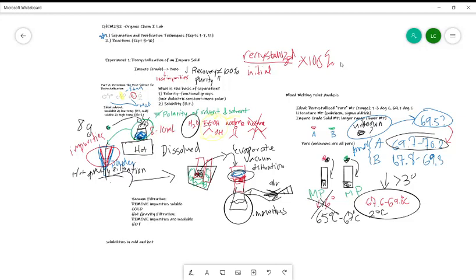So just remember the first part: what's a good recrystallization solvent, what's the basis of separation. In the mixed melting point analysis, it's melting points. Different melting points are a basis of separation. So you want to ask yourself these questions whenever you do any of these separation and purification processes. Okay.